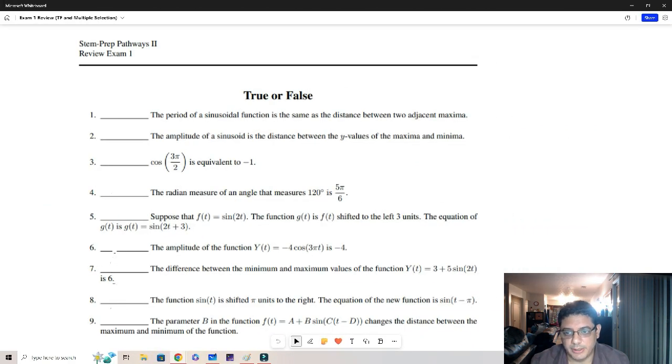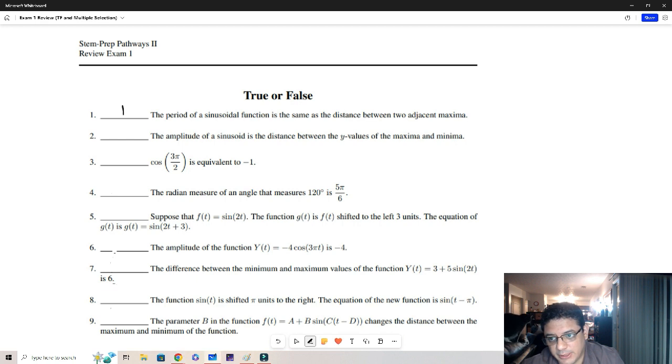Hello everyone. In this video we're going to go over a review for exam 1. The first couple questions are true or false type of questions, and we're going to examine some statements about sinusoidal functions. The first question says the period of a sinusoidal function is the same as the distance between two adjacent maxima, and this is true.